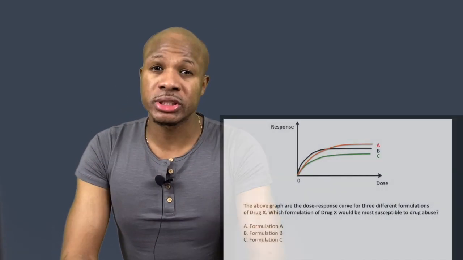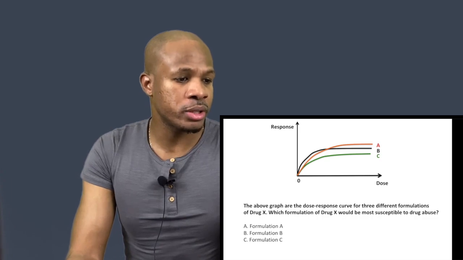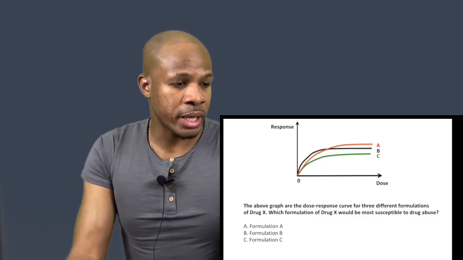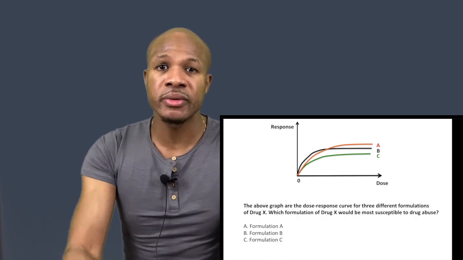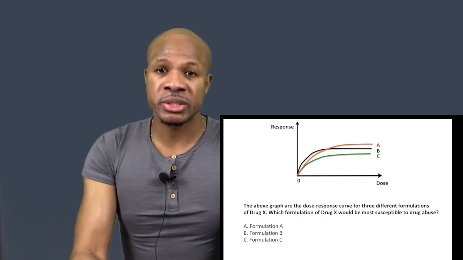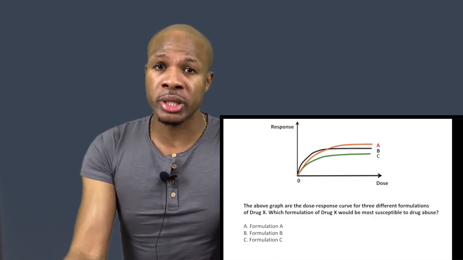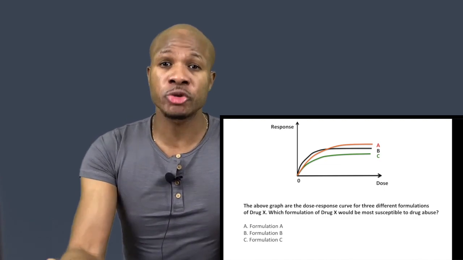Question number 1 states, the above graph are dose response curves for 3 different formulations of drug X. Which formulation of drug X would be most susceptible to drug abuse? Okay, very straightforward question here. There's a certain drug X, and a pharmaceutical scientist has made 3 different formulations of this drug, right? So it's the same drug, but they're 3 different formulations. These 3 different formulations result in 3 different dose response curves.